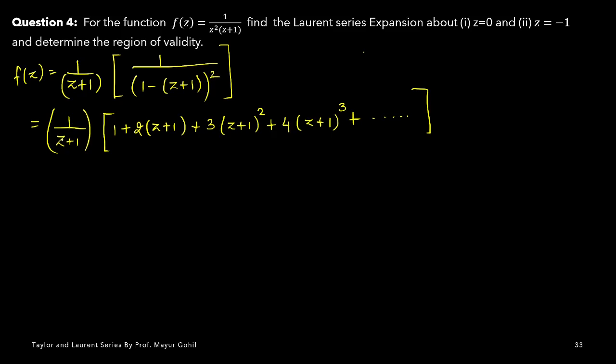Now you multiply 1 upon z plus 1 inside, then you get 1 upon z plus 1 plus 2 plus 3 times z plus 1 plus 4 times z plus 1 the whole cube, and divided by z plus 1, this will become z square. Okay, and so on these terms will go. This is how you expand.